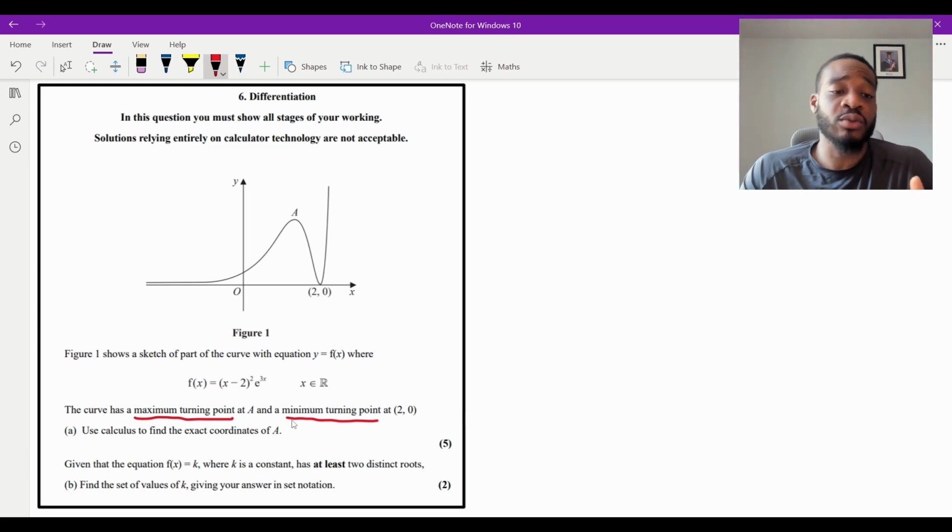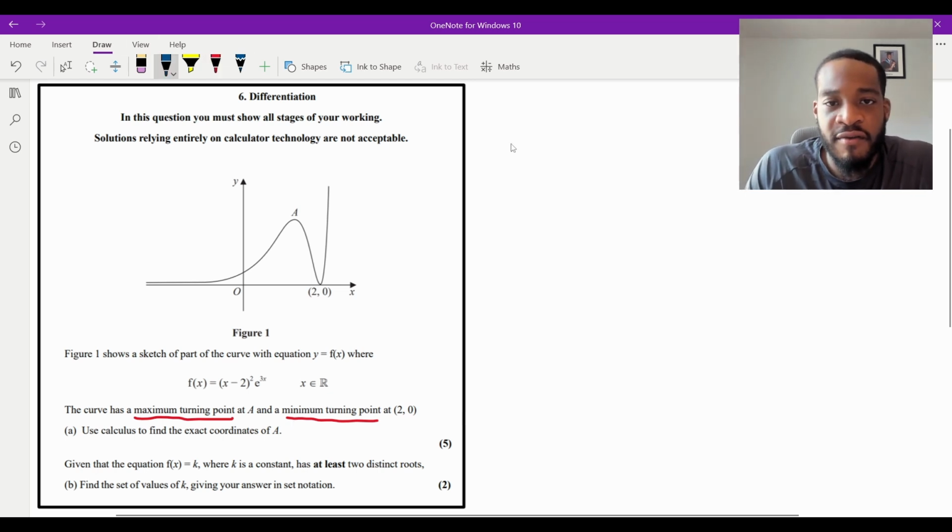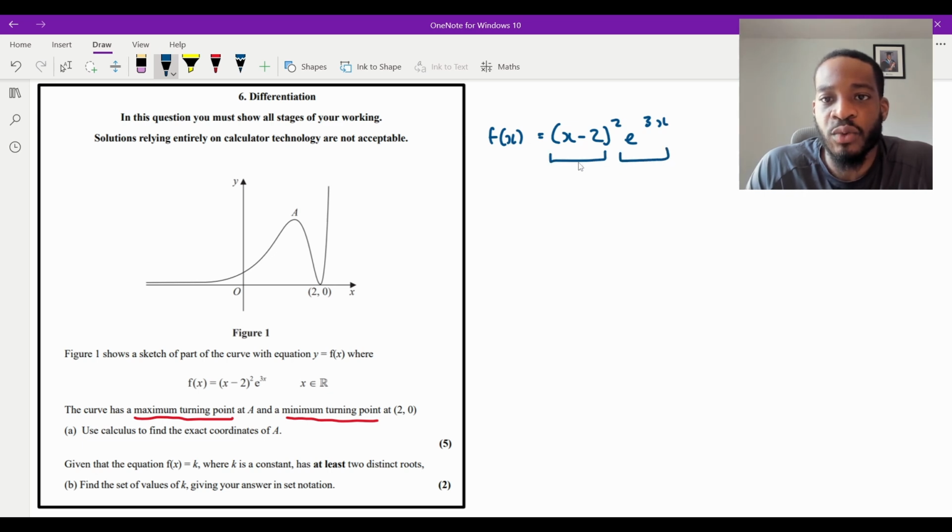So all you need to do with this one is differentiate it and make it equal to 0. So what do we have here? We've got f of x, which is equal to (x minus 2) all squared times e to the 3x. Now, this is a product of two completely different functions, isn't it? So we're going to use the product rule.